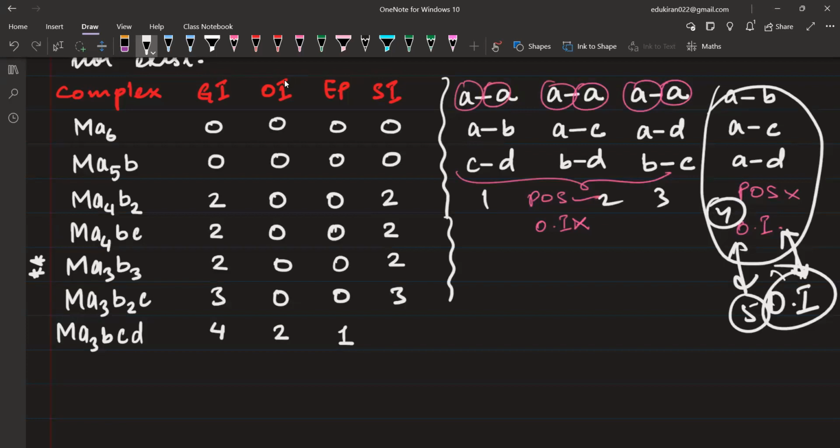Now what is the total number of stereoisomers? 1, 2, 3, 4 and 5. Don't add 6 looking at this, because there is one complex in the optical isomers which is also present in the geometrical isomers, so that double counting does not happen. Okay, so remember that. Total number of stereoisomers will be only what? 5. Does it make sense?